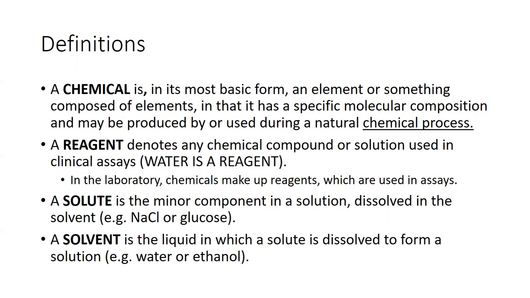So when we're making solutions, we have a solute, which is the minor component in a solution that's dissolved in your solvent. So that's something like sodium chloride or glucose. And you also have your solvent, which is the liquid, that part of your solution in which the solute is dissolved to form the solution. So that could be something like water or ethanol or isopropyl alcohol, saline, all manner of things.